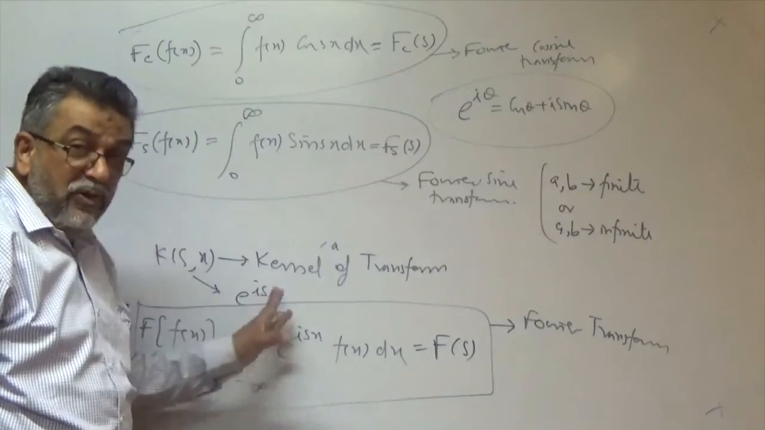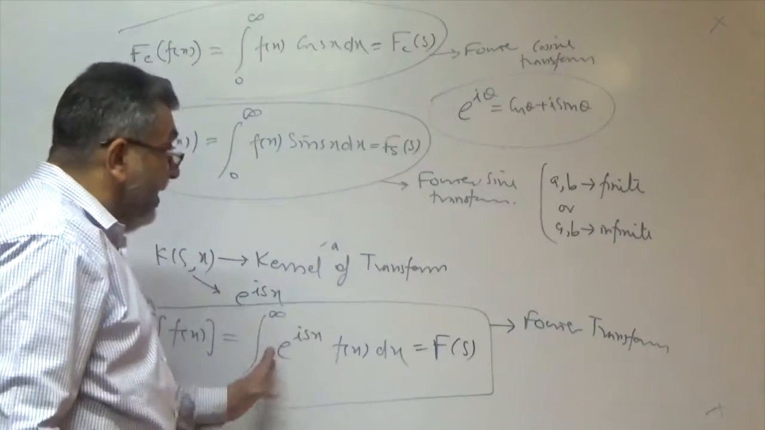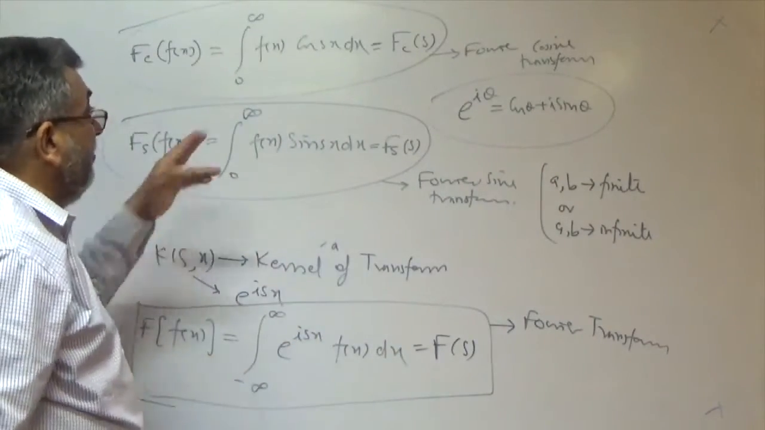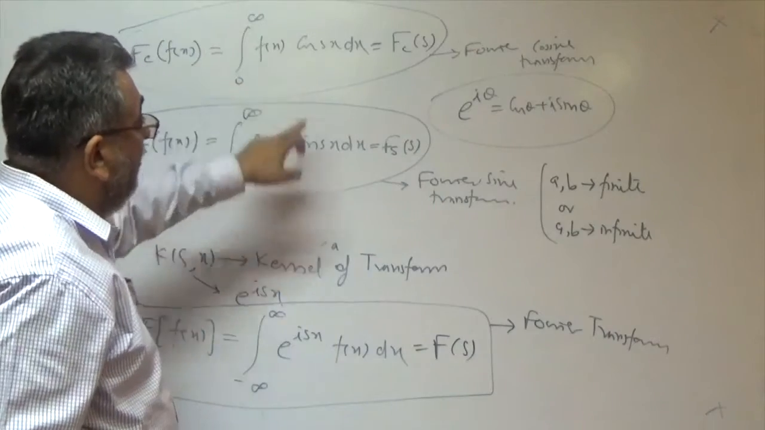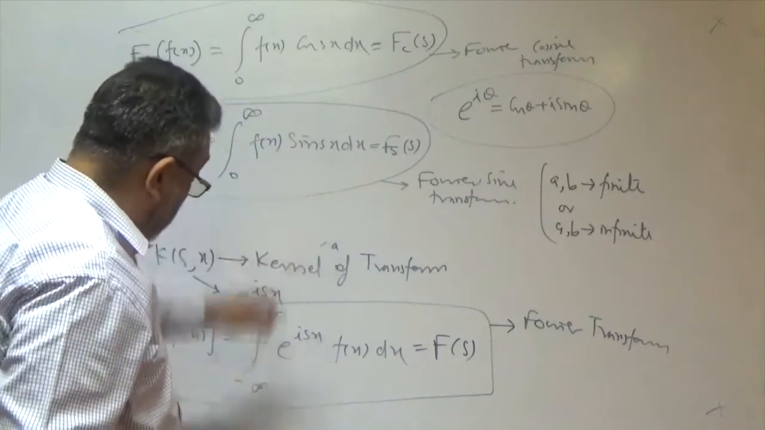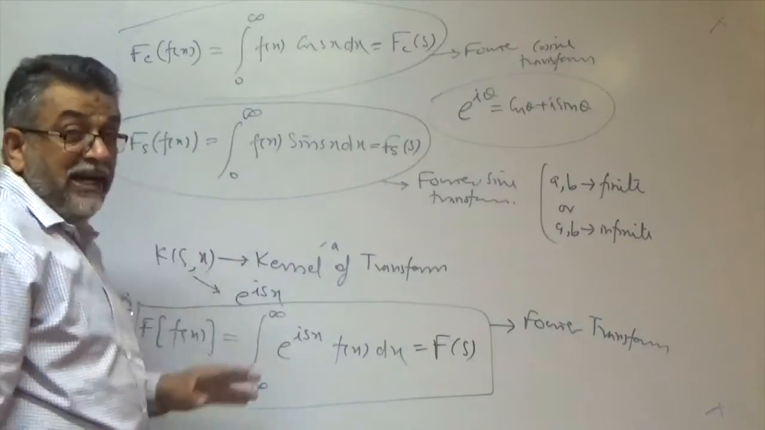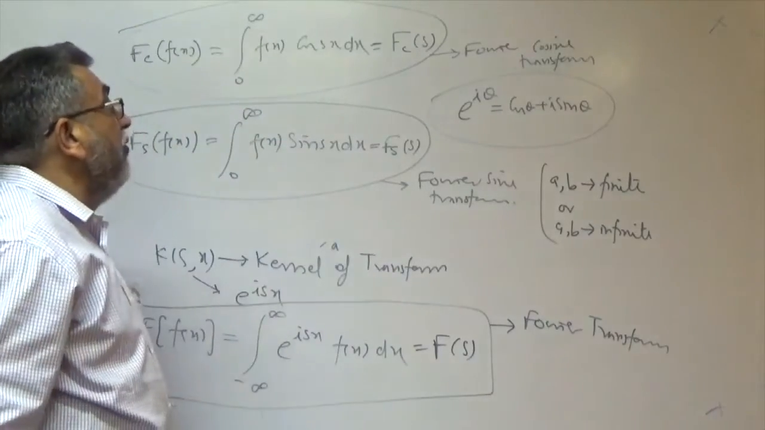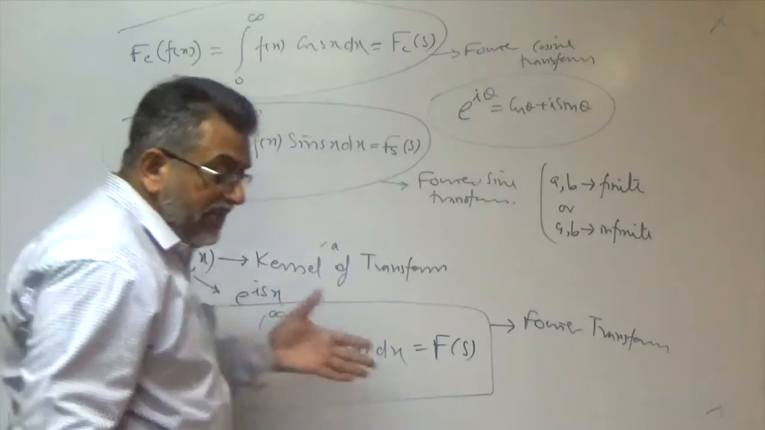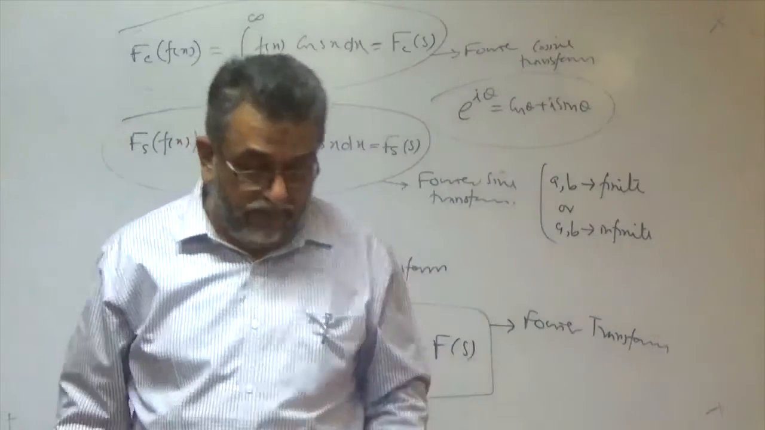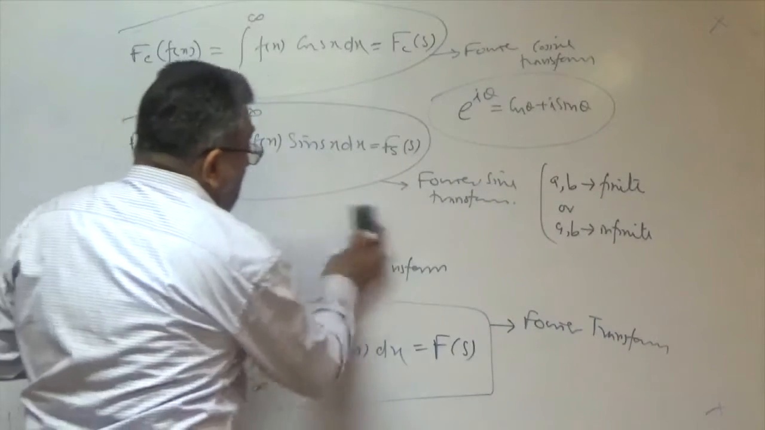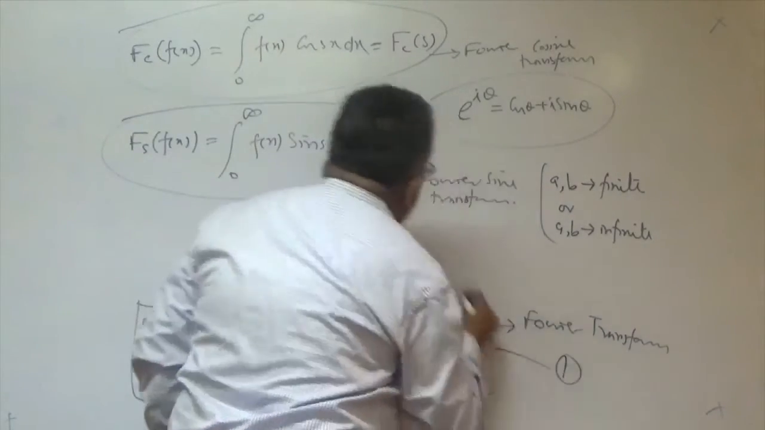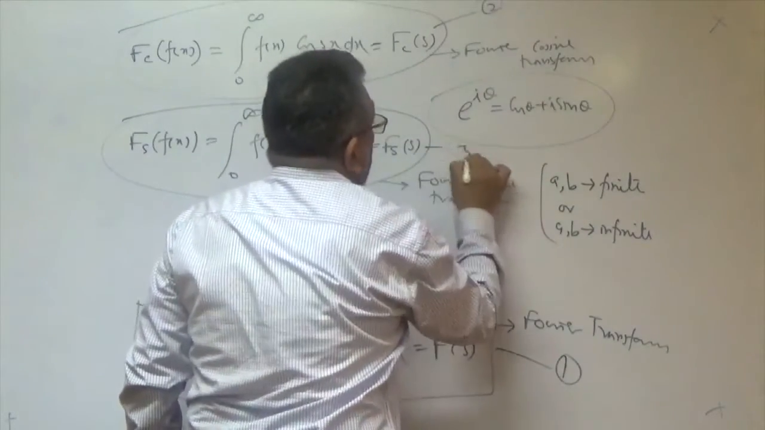If we take the kernel e to the power isx and express it in two parts by Euler's formula, if we take the real part, then we get this. This is the Fourier cosine transform. If we take the imaginary part, in the case of sine and cos we take only the limit from 0 to infinity. Then this is the Fourier sine transform. These are the basic formulas for the Fourier transform. This is formula number 1, this is formula number 2, and this is formula number 3.